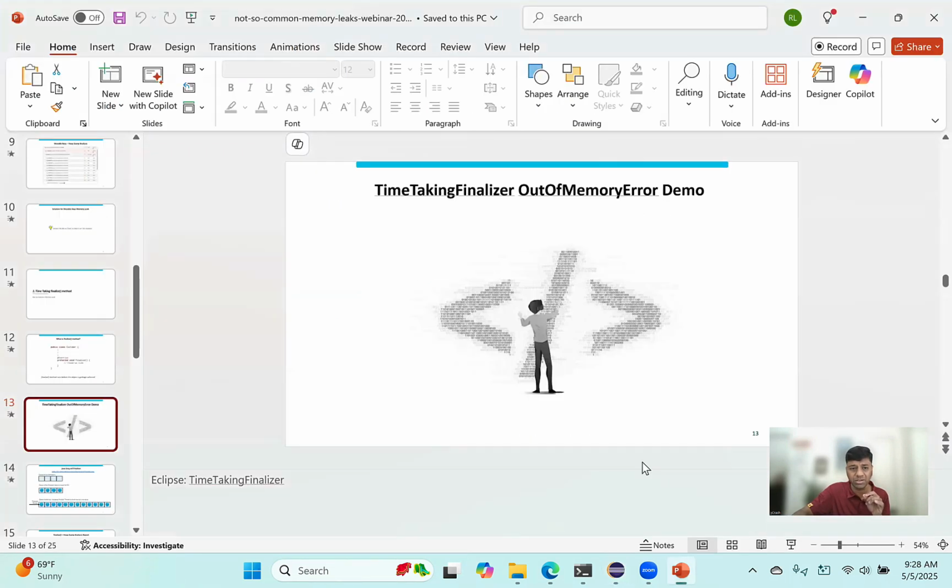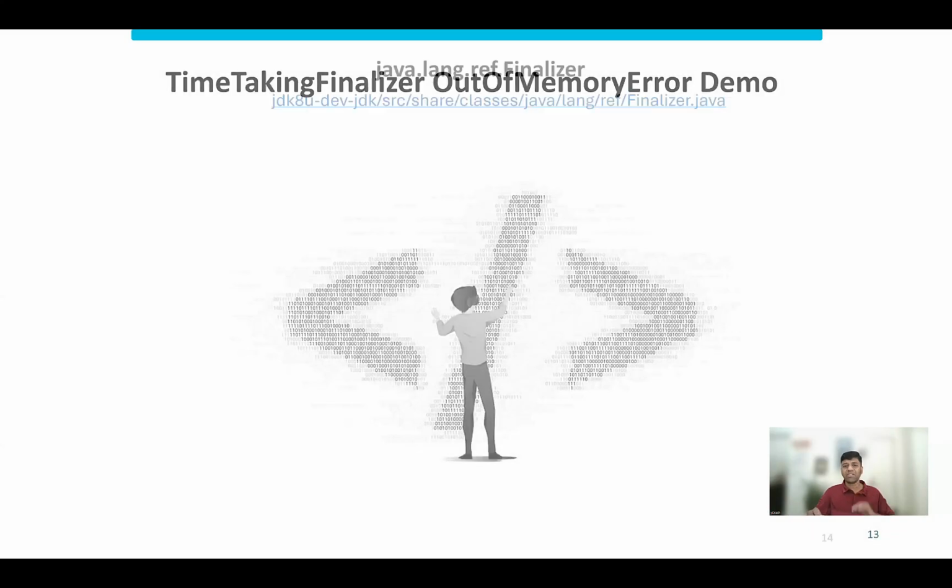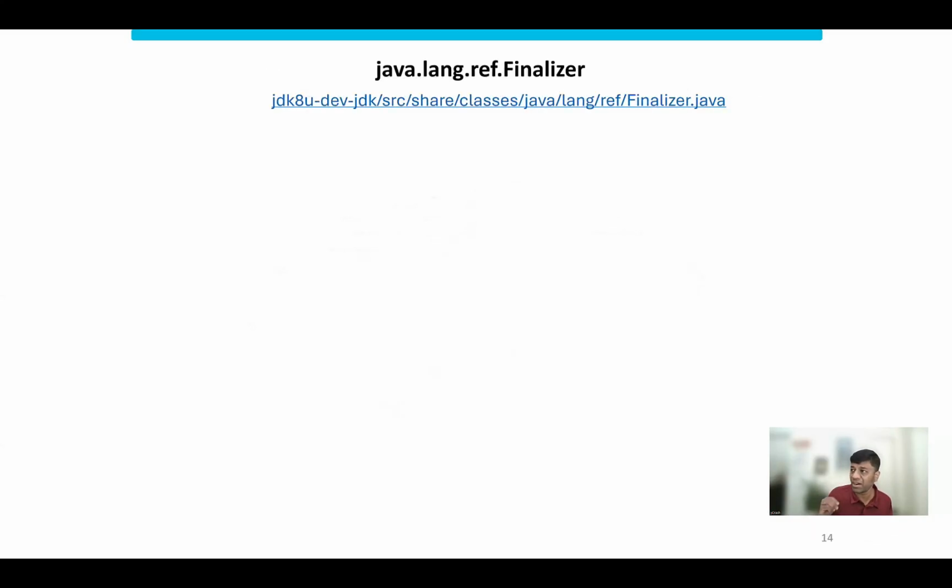So now let's look into that. Friends, whenever you write a finalize method, the JVM has an internal queue. In memory, it has a queue. And that queue exists in the finalizer object. So there is a class in Java called Finalizer, and this class has a queue.